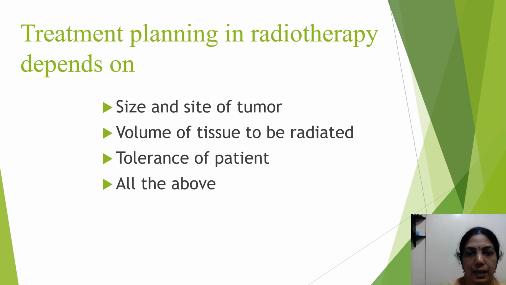Next, treatment planning in radiotherapy depends on size and site of the tumor. Particularly in radiotherapy, again we are discussing, not in general. Treatment planning in radiotherapy, like how many doses or how much radiation to be given in each session, will depend on what? Size and site of the tumor, volume of the tissue to be irradiated, or tolerance of the patient, or all this will affect the planning. The correct answer is all these factors will be considered during treatment planning with radiotherapy.